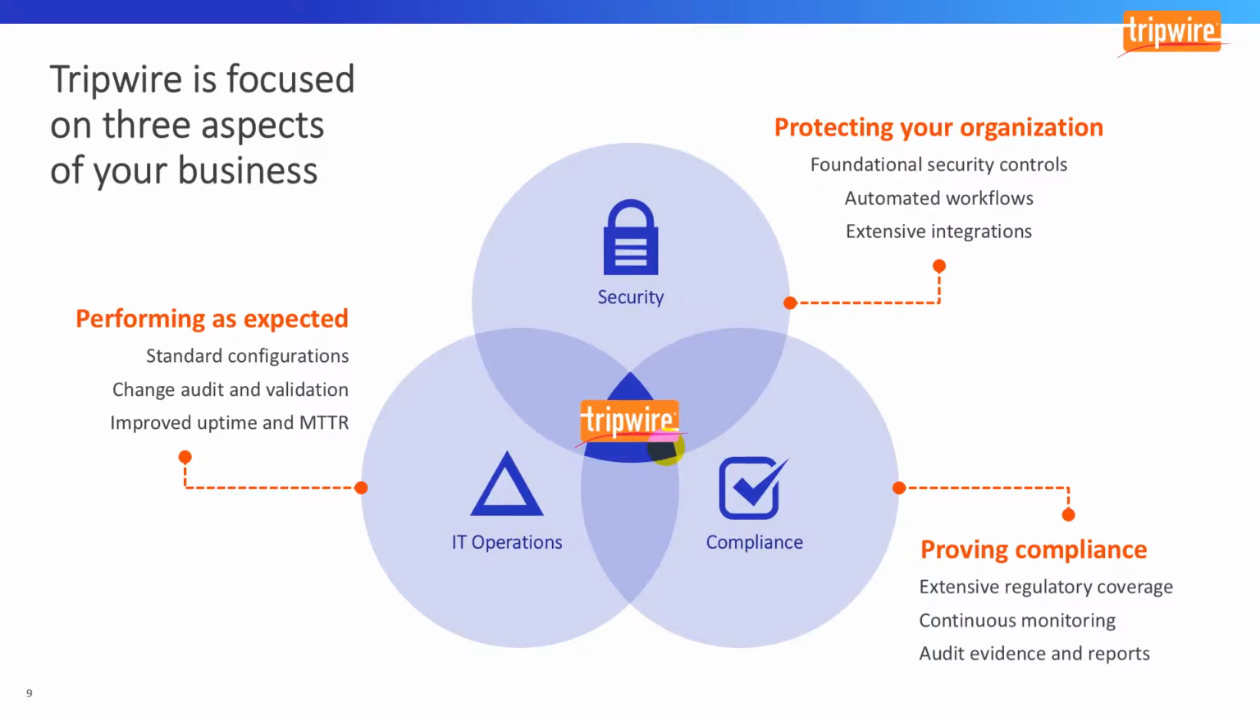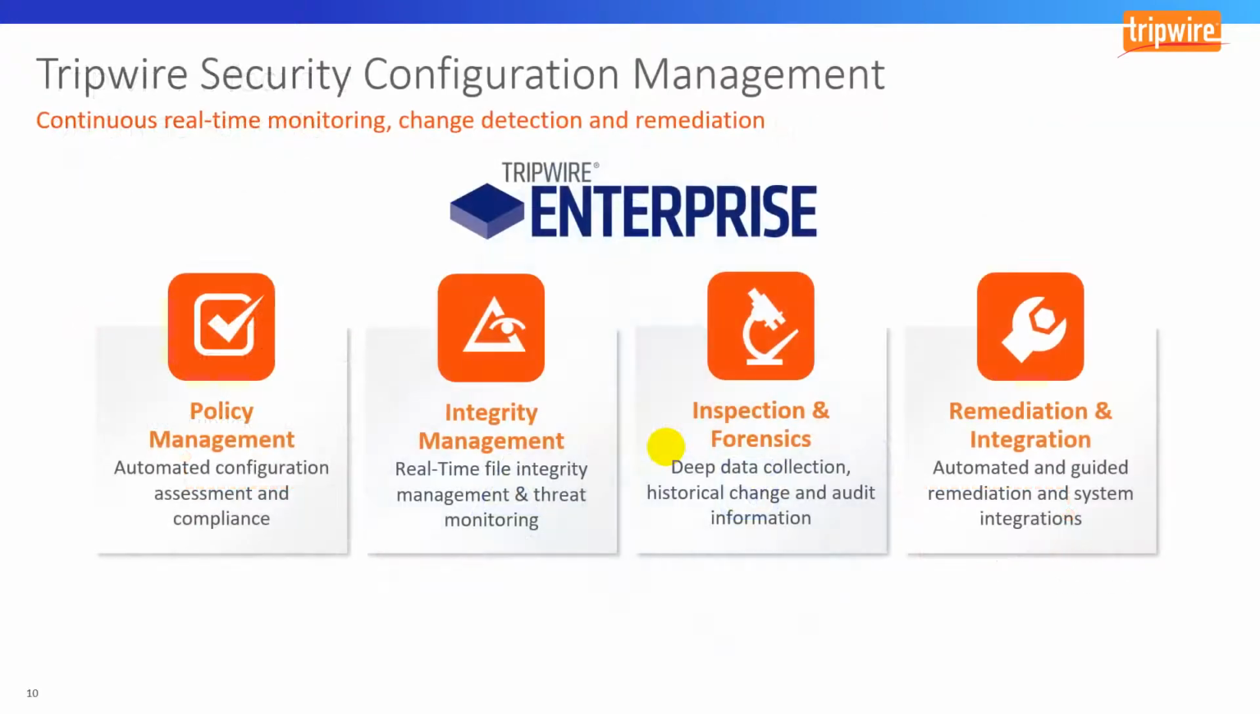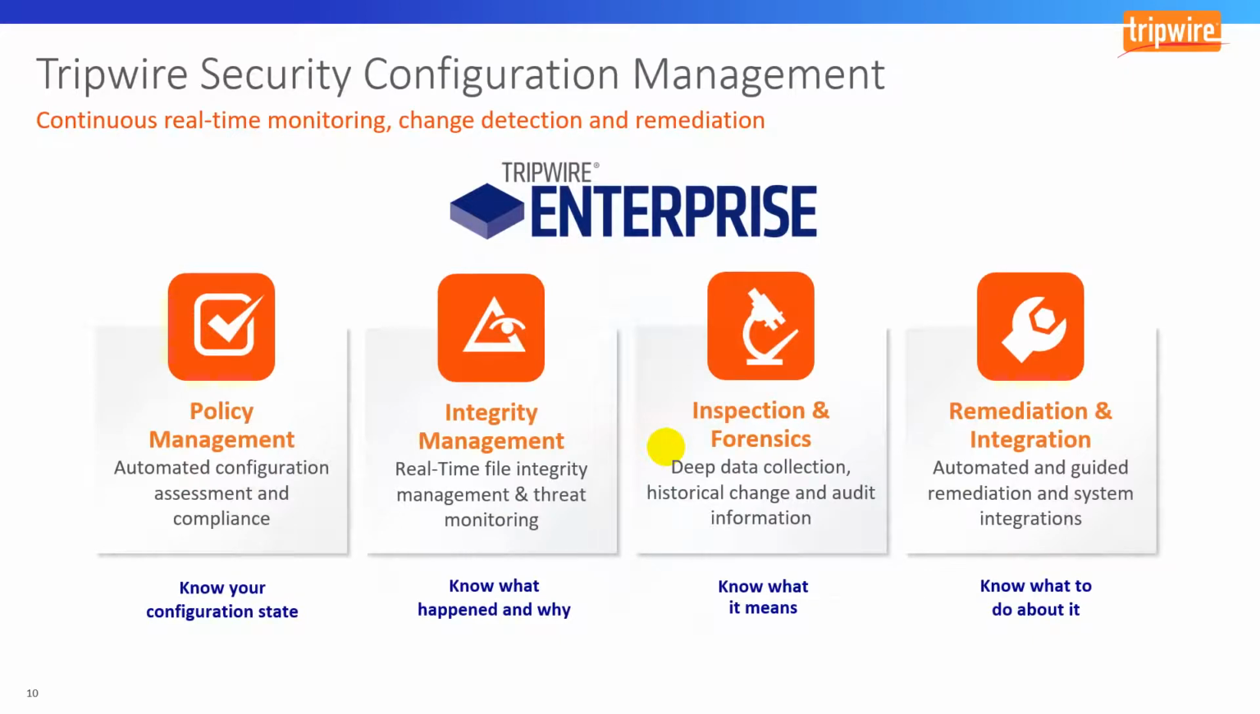Let's start our presentation with the solution called Tripwire Enterprise. Tripwire Enterprise has four main components. We will speak today about these components and how we can help organizations maintain compliance based on this software. Tripwire Enterprise has policy management, integrity management, inspection, and forensics, remediation and integration. Let's begin with our topic, which is policy management.